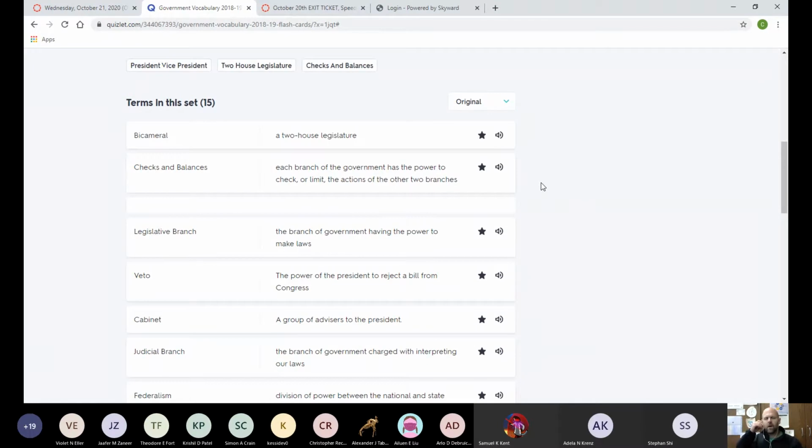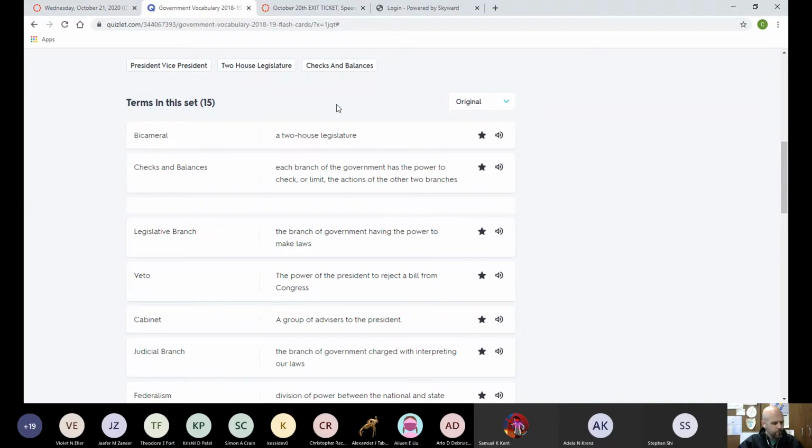So these 15 terms are very common terms when it comes to government. It includes the 3 branches of the U.S. government. It includes a lot of characteristics, but there's a few in here that are more specific to a certain concept. So bicameral, 2-house legislature, basically expressing that we have a Congress that's made up of 2 parts, the House of Representatives and the Senate. Okay.